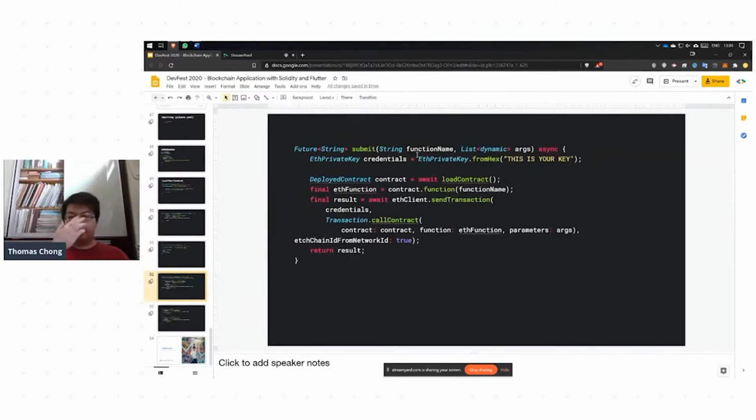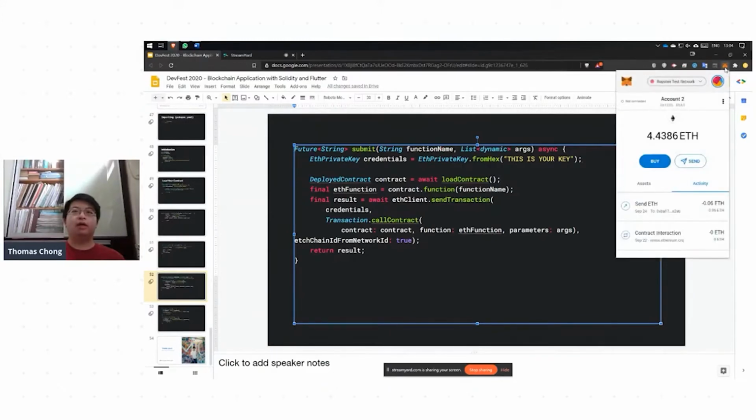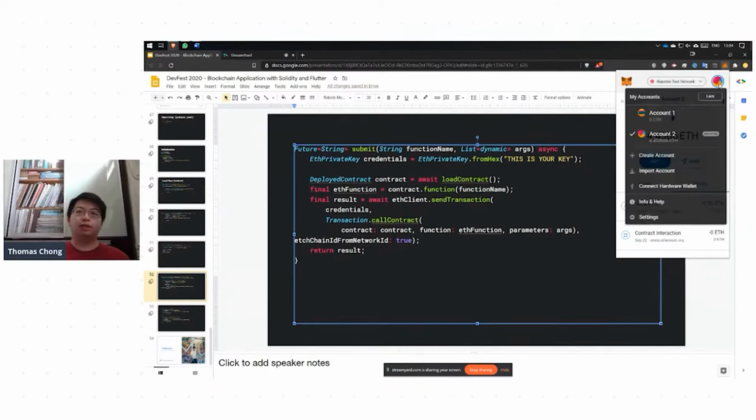Okay, and we also have another function called submit. Submit is usually used to execute a transaction here. First, this one is called the credential. For each wallet, there is a private key. So for example, I open this MetaMask. MetaMask is a blockchain wallet for you, which supports ERC20 coins, and you can do some transactions here.